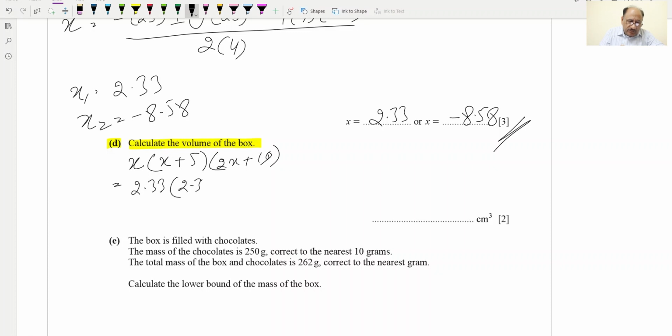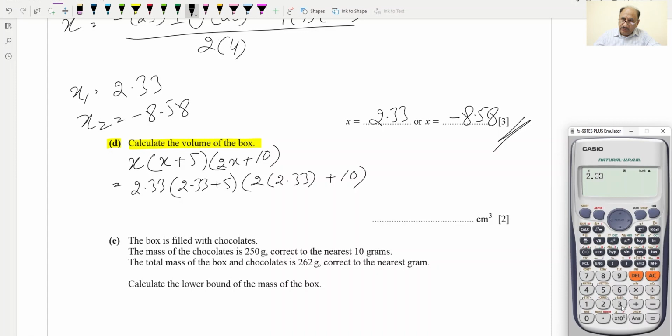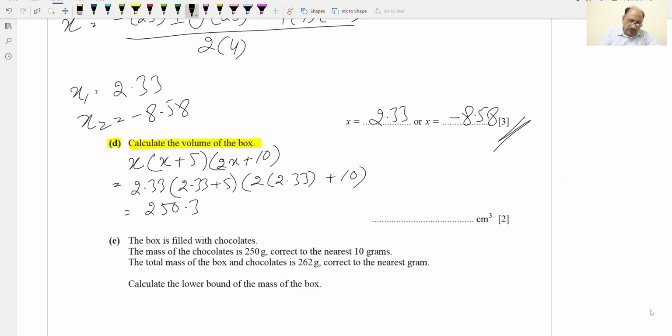So it will be 2.33 into (2.33 plus 5) into (2 into 2.33 plus 10), bracket close. We can calculate this with the help of a calculator. We write 2.33 and in brackets 2.33 plus 5, bracket close, and in brackets 2 into 2.33 plus 10, bracket close, and this is 250.37. So 250.37, or the rounded answer can be 250 centimeters cubed.